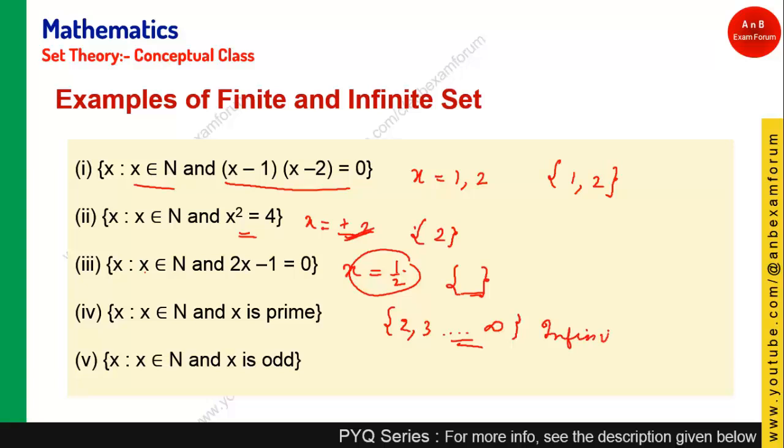There is no condition. The condition is it should be a natural number and it should be a prime. So there are many numbers in it which you cannot count because the natural number domain is infinite. Similarly, x belongs to natural number and x is odd, and there are many odd numbers, so it is again an infinite set. Understood? Let's see the next type of sets quickly.